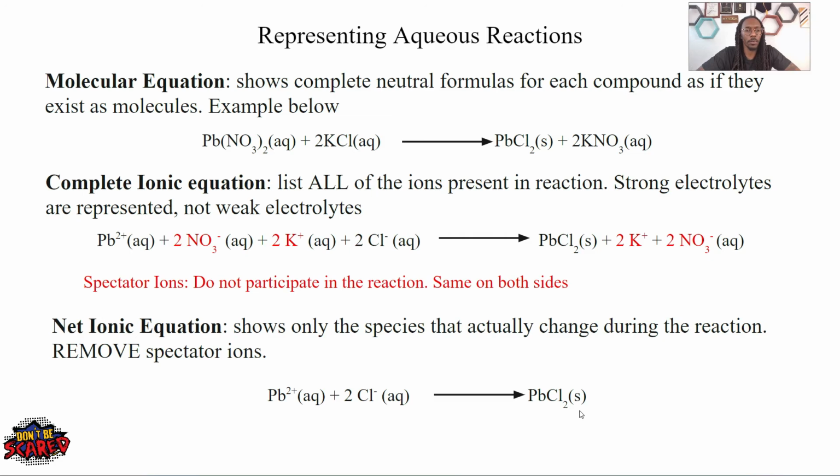So this is how we're going to be representing our aqueous reactions, either through molecular equations, which are just going to be neutral molecules, complete ionic equations, which is showing me everything, so showing me all of my ions, or net ionic equations, which are just showing me what's changing. What actually produced my change, my solid in this case.